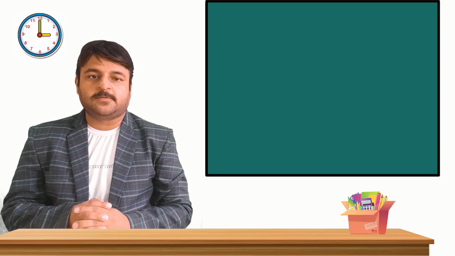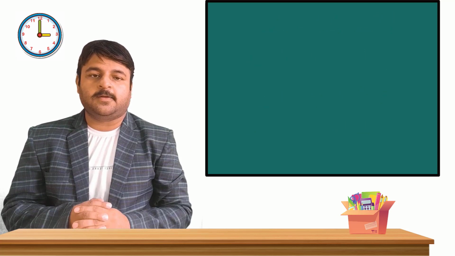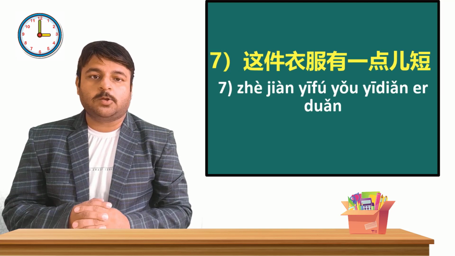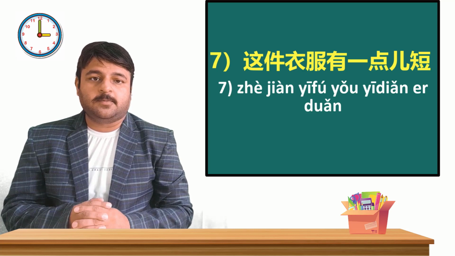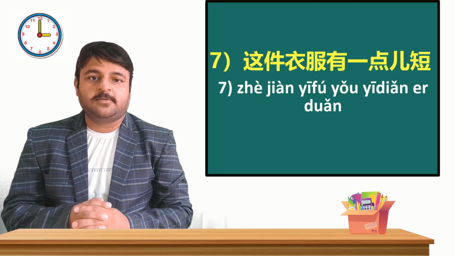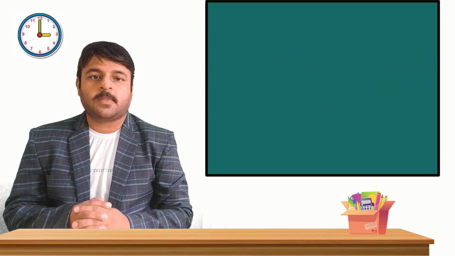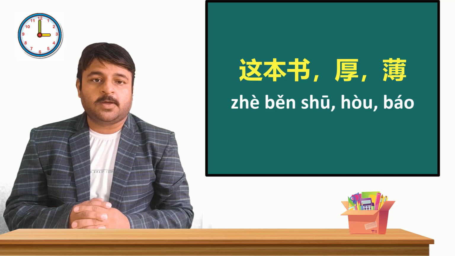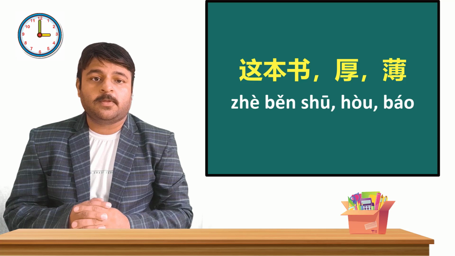Moving on to the seventh substitution drill, let us read out the following sentence. 这件衣服, these clothes, 有一点短, short. 短 is short. These clothes are a bit short. Let us have a look at the words in the box to make replacement with the underlined parts to make new sentences. 这本书, this book. 厚, thick. 薄, thin. This book is a bit thick, or it could be thin, 薄.